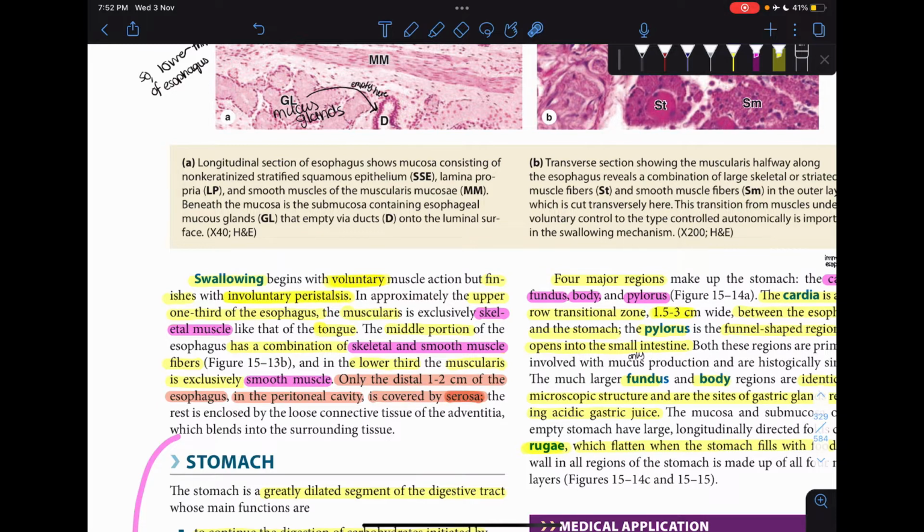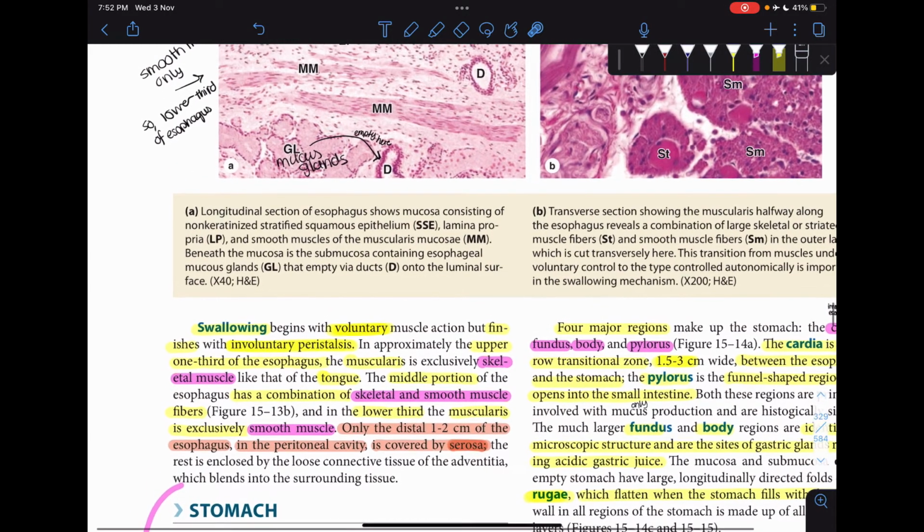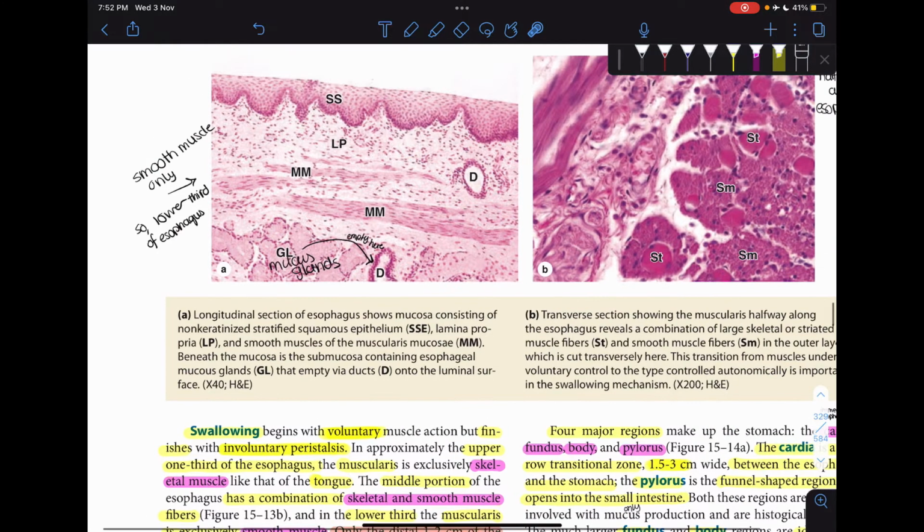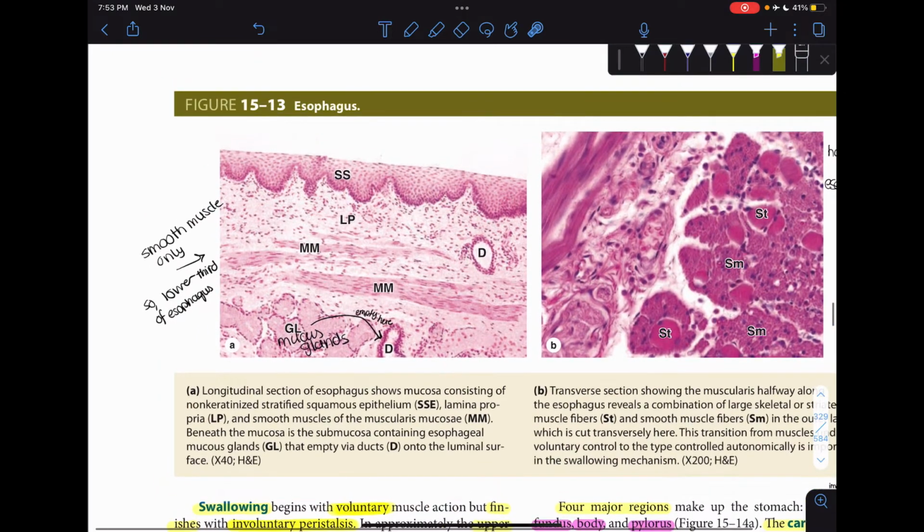So when we get sections and we see only smooth muscle, we know that this is the lower third of the esophagus. When we get only skeletal, we know that it's the upper third. When we get a mix of both, we know that it's the middle. Okay. This is a longitudinal section of the esophagus.